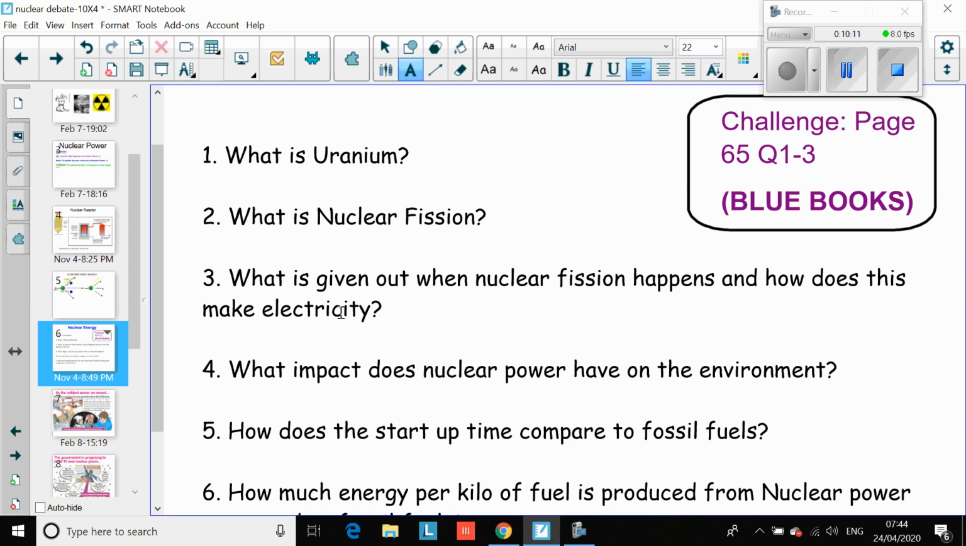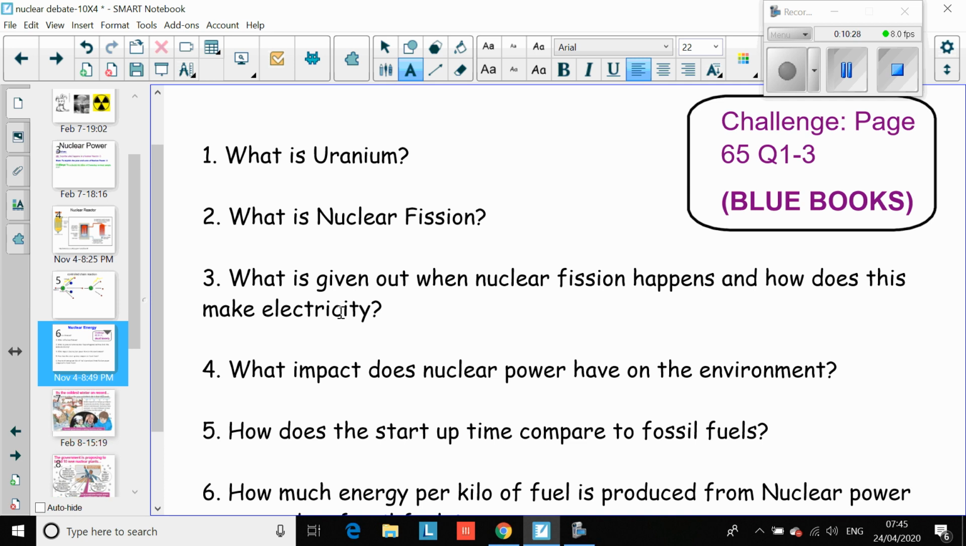Oh, sorry, question 4. What impact does nuclear power have on the environment? Right, well, if all goes well, very little. It doesn't give off any carbon dioxide, which is the real benefit because it doesn't therefore contribute to global warming.